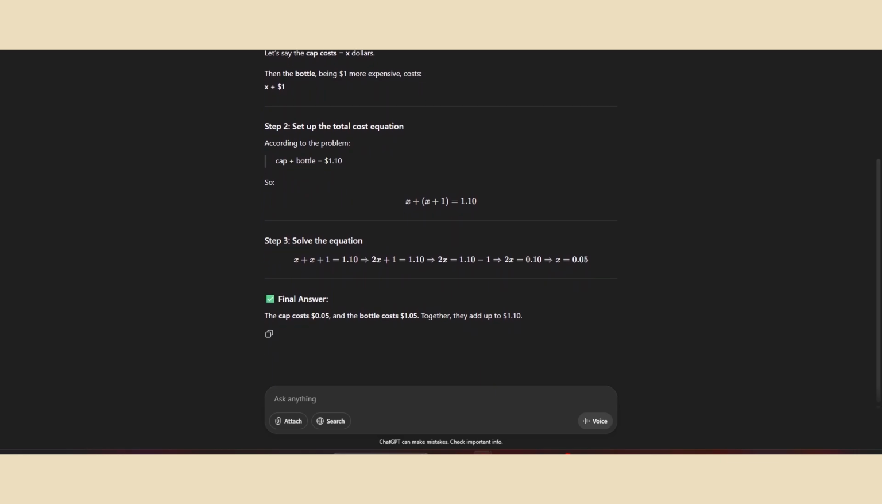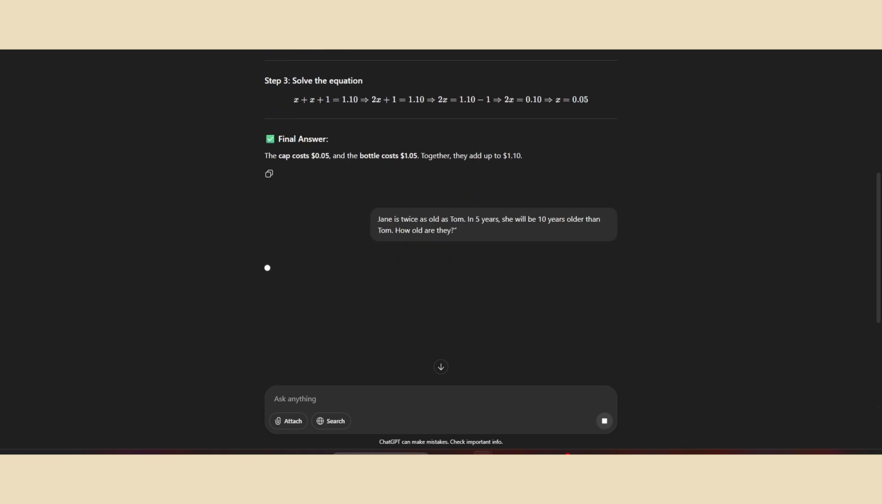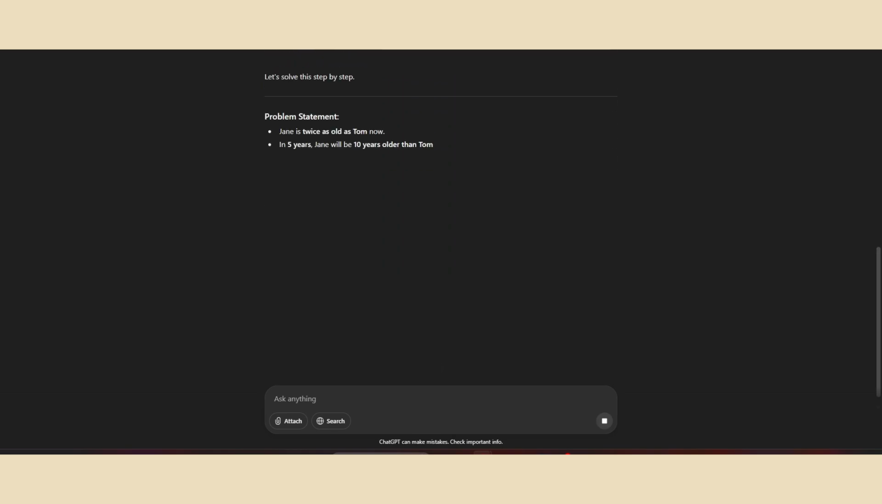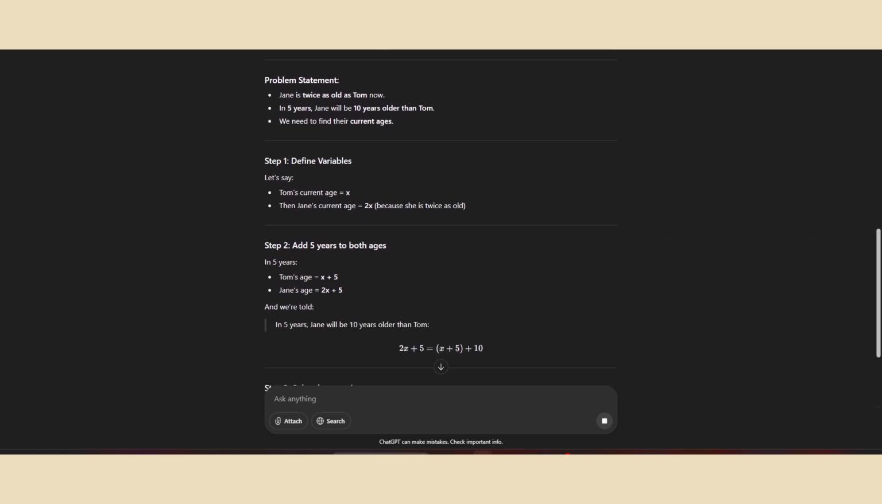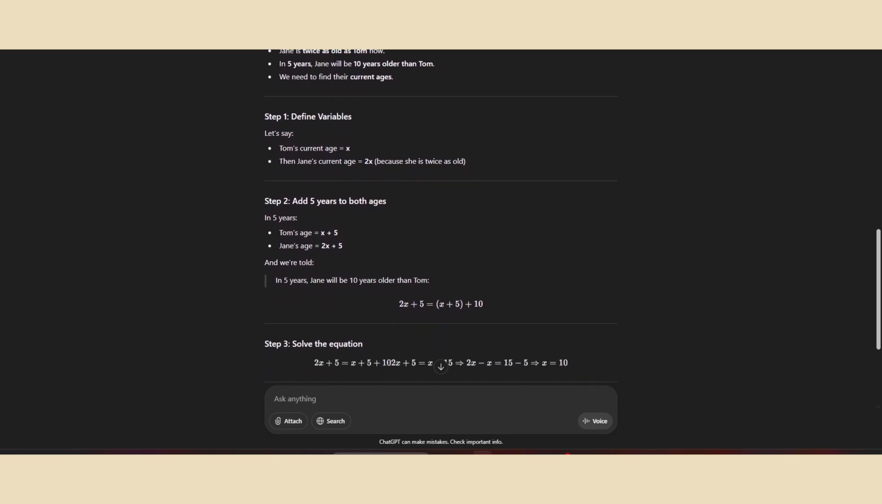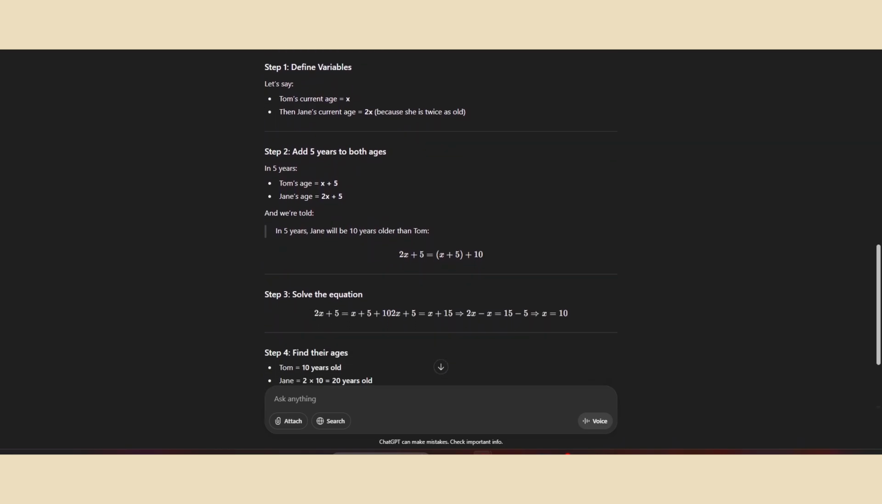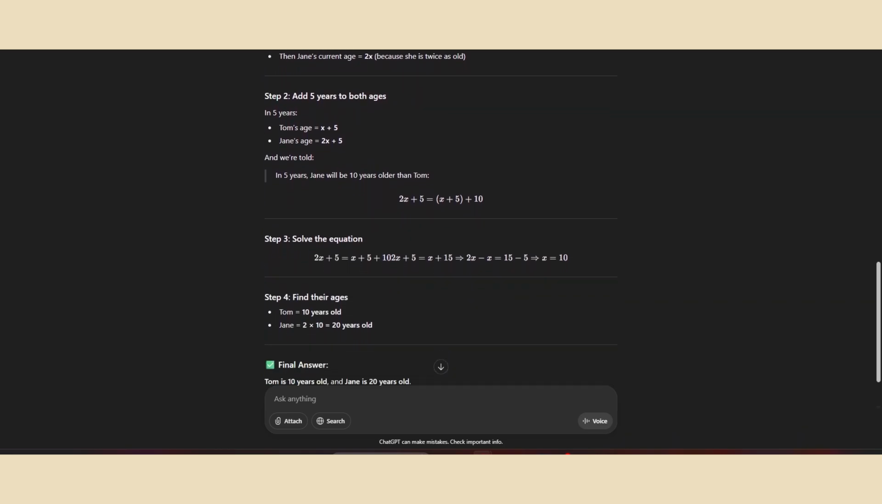Now, your turn. Jane is twice as old as Tom. In 5 years, she will be 10 years older than Tom. How old are they? The model uses the first solution, the one with the bottle cost, as a blueprint, and then it responds to the second question using the first as an example, and it will also give you reasoning.